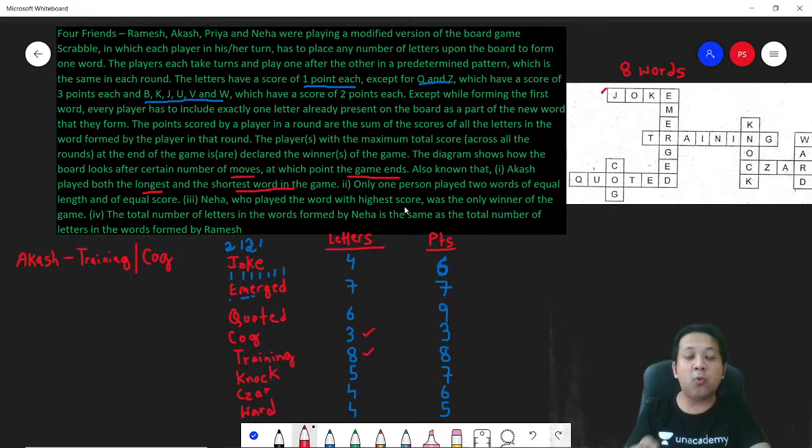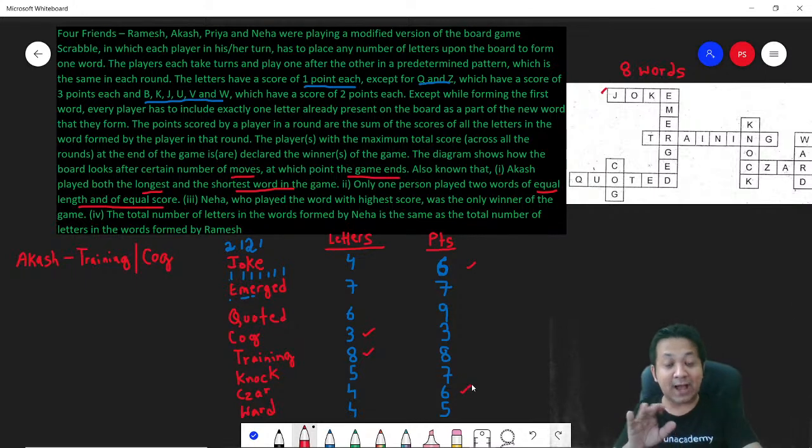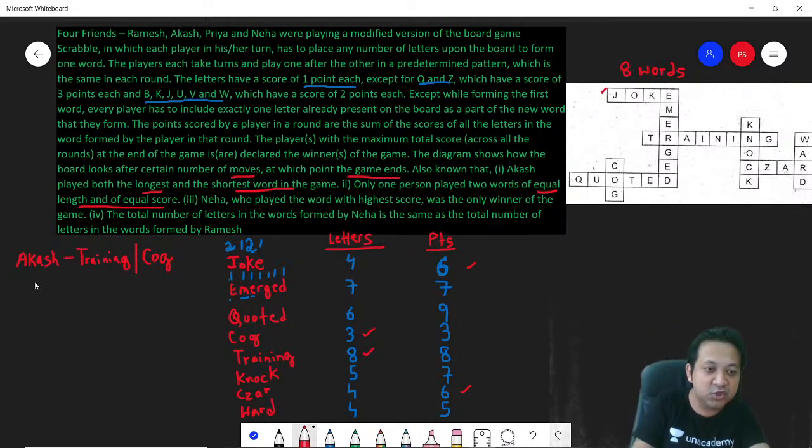Next, only one person played 2 words of equal length and of equal score. Can you see? Joke and jar are the only 2 words. Can you see? 4 and 6. Both are 4 and 6. The number of letters as well as the number of points are the same. So the only possibility is both the words have equal length and are of equal score. So the only possibility is joke and jar.